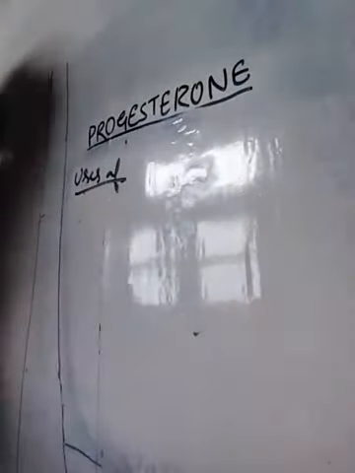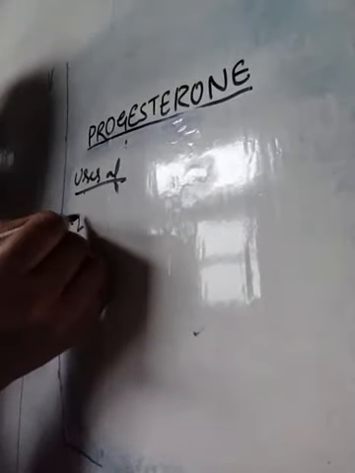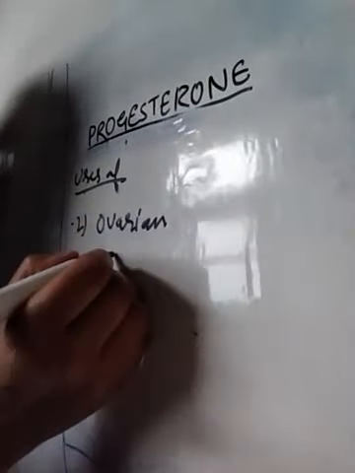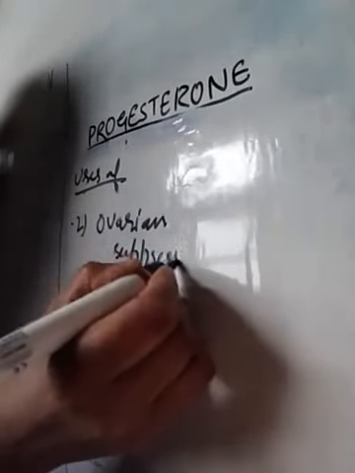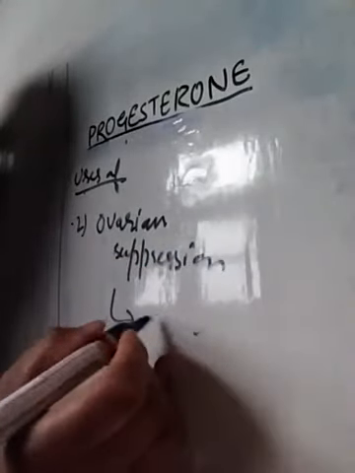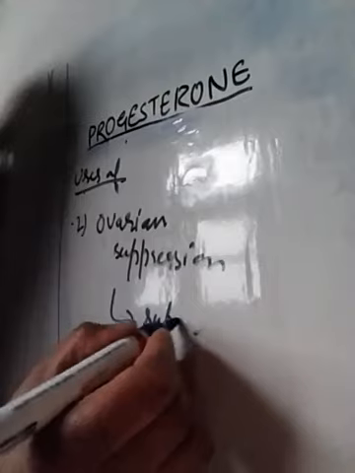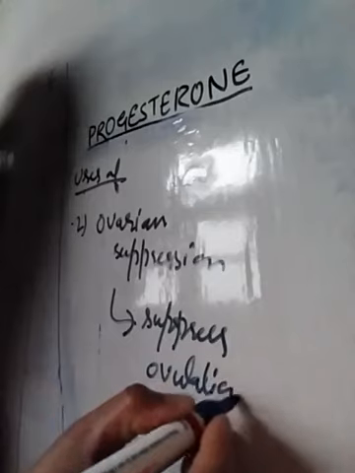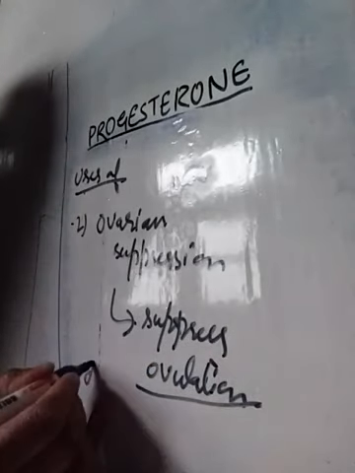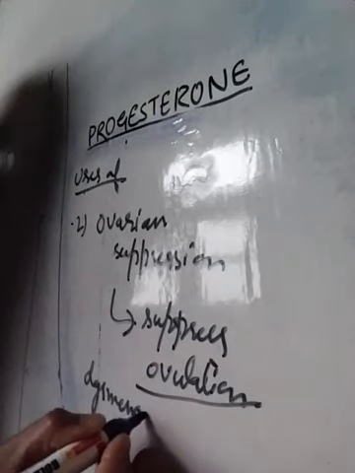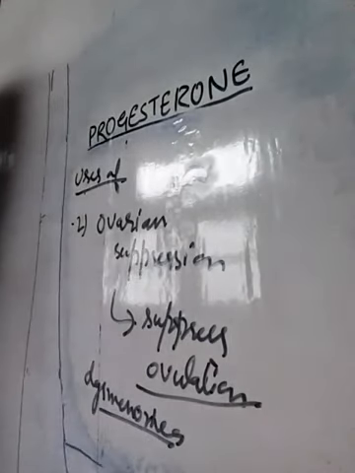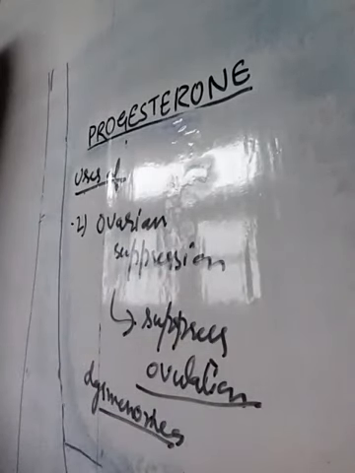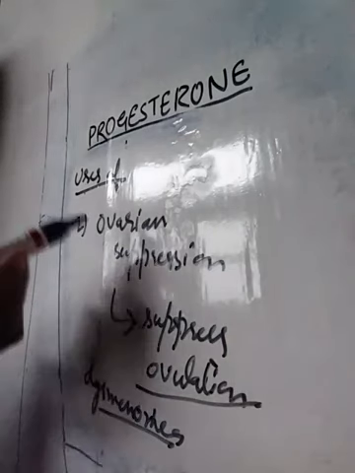Next, it can be used for ovarian suppression, because this causes the suppression of ovulation, which can be used in dysmenorrhea. Dysmenorrhea is a condition in which there are painful periods, where ovulation can be suppressed and the pain is subsided. These were the uses of the progesterone.